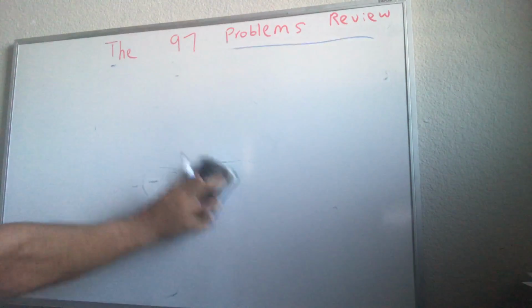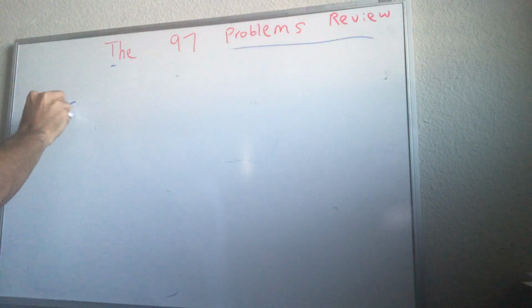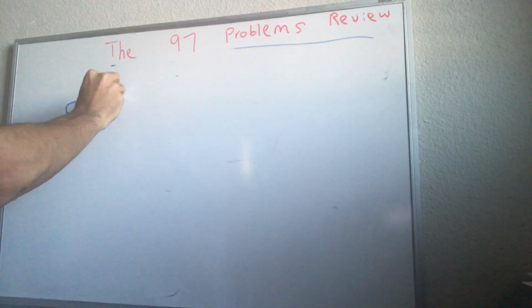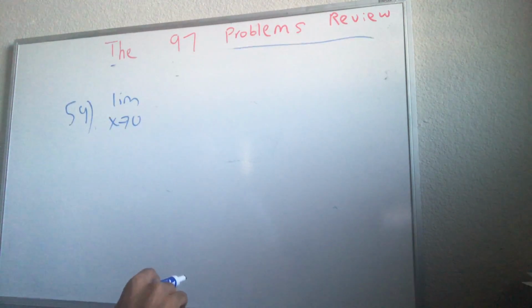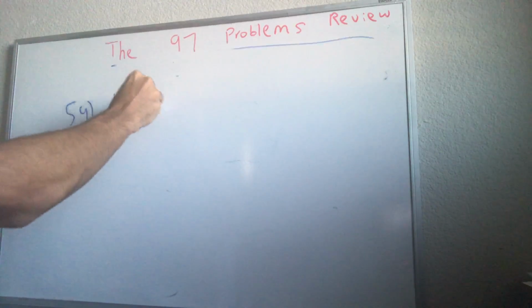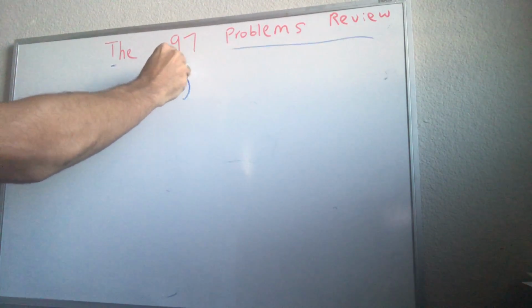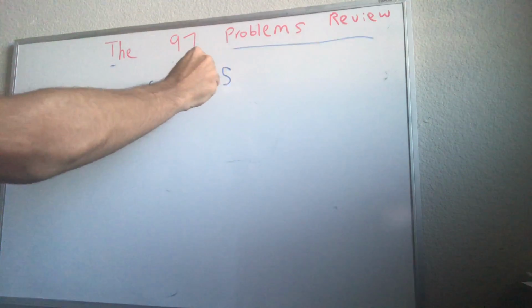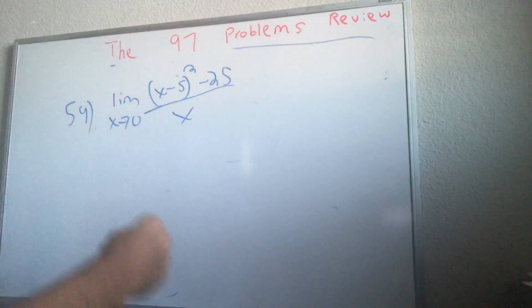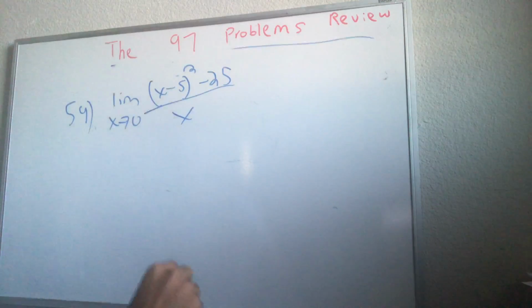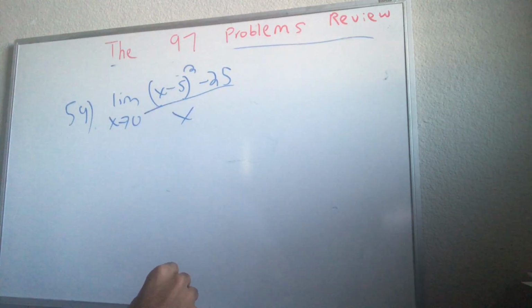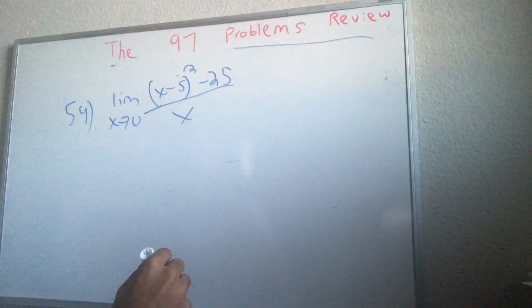So now I have question number 59, again dealing with limits. This one states that x is approaching 0, and we have x minus 5 squared minus 25, all divided by x. This really means the limit of this function as x approaches 0. If x is approaching 0, this value is undefined because x is in the denominator, so we want to change its form somehow.